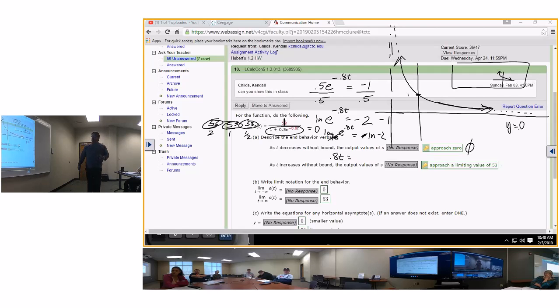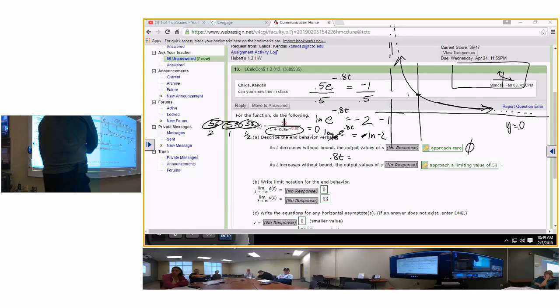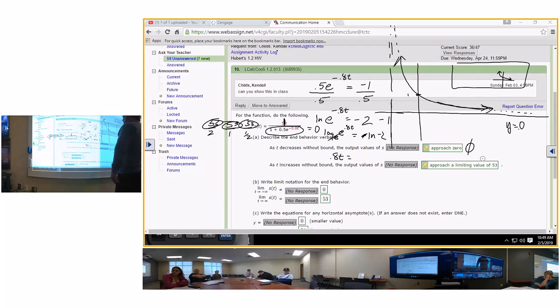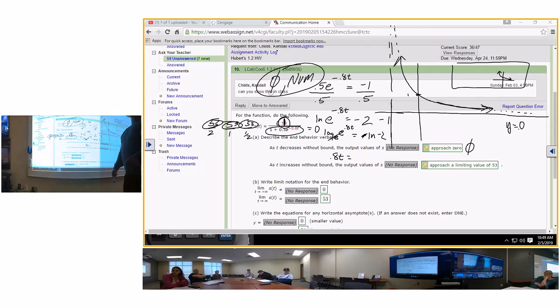The limits, as x approaches negative infinity, okay? As you approach infinity, this goes to 0, and then 53. Everything revolves around 0 and the what? The numerator. 0 and the numerator.